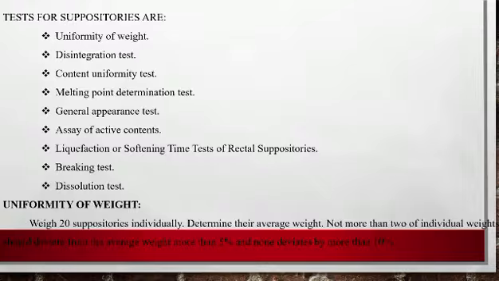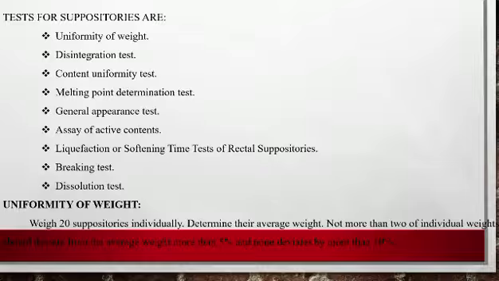Next, we are going to learn about the tests for suppositories, or the evaluation tests for suppositories. Evaluation is nothing but checking the quality of the suppositories. We have to check whether the suppository is good for formulation or consumption. With the help of certain tests, we will confirm that the suppositories are good to consume or ready for marketing purposes.